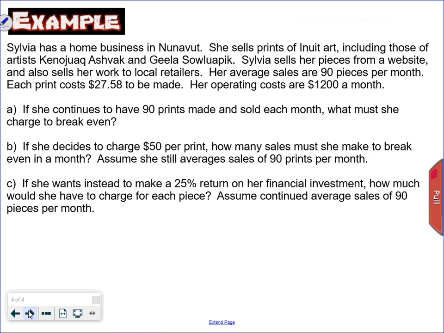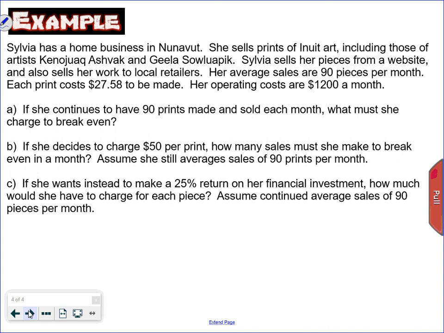In this last example, Sylvia has a home business in Nunavut. She sells prints of Inuit art. Sylvia sells her pieces from a website and also sells her work to local retailers. Her average sales are 90 pieces per month. Each print costs $27.58 to be made, and her operating costs are $1,200 a month. So if she continues to have 90 prints made and sold each month, what must she charge in order to break even?